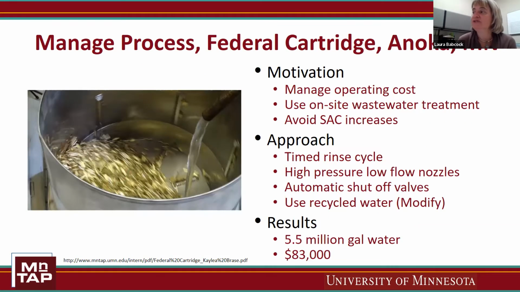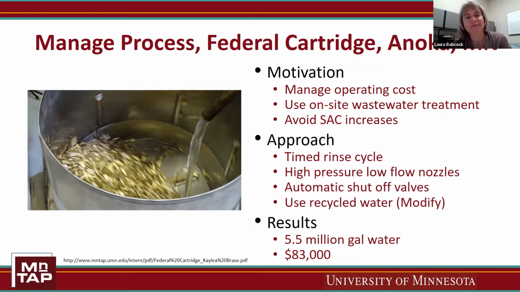Another one is Federal Cartridge in Anoka. You can see here how their washing system looked. That looks like a fairly low tech hose valve. Essentially, it's just an open pipe pouring into a bucket and rinsing off their product. They were trying to manage their operational costs and maximize their ability to use their on-site wastewater treatment system so that they could also avoid those service availability charges. So they instituted a few different things. They instituted a timed rinse cycle on the product.